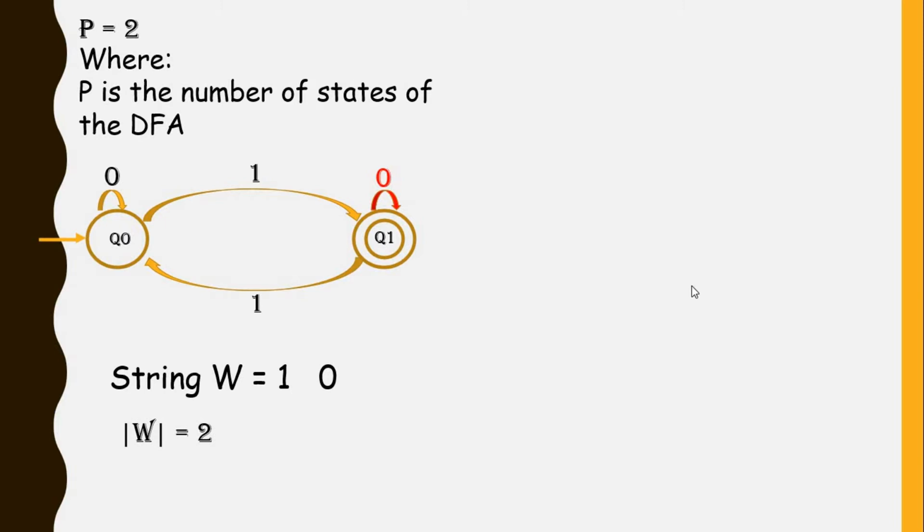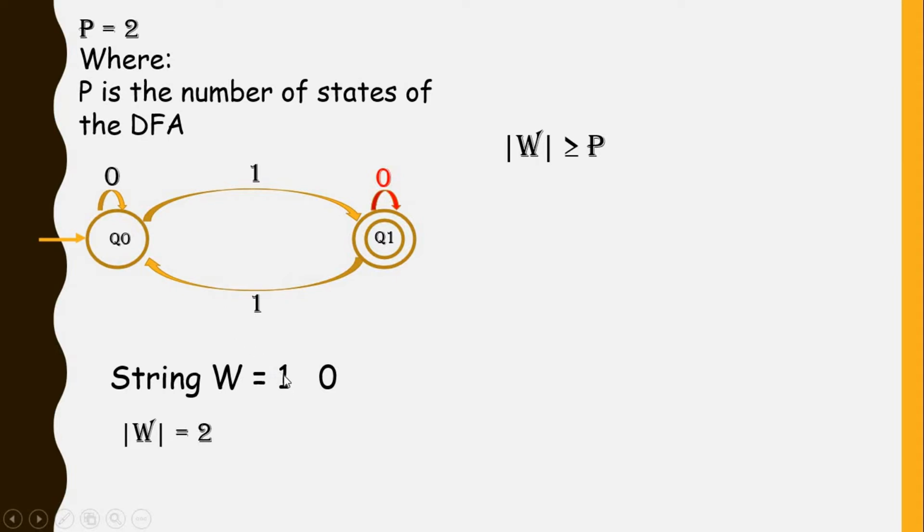Now, pay attention to this. The pumping lemma for regular languages only applies if we have a string which is long enough. How long? Well, at least as large as P. That way, we're gonna visit the same state at least twice. In this example, the length of W, which is 2, is at least P, which is also 2.